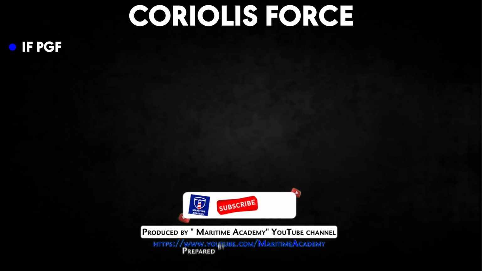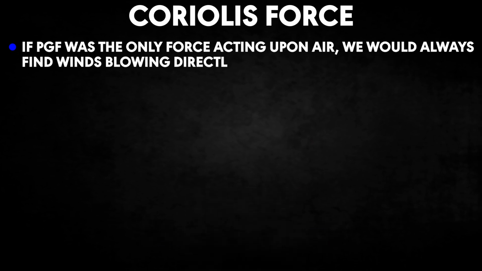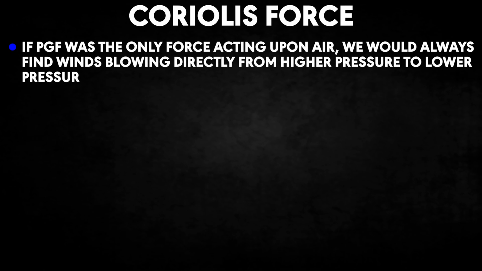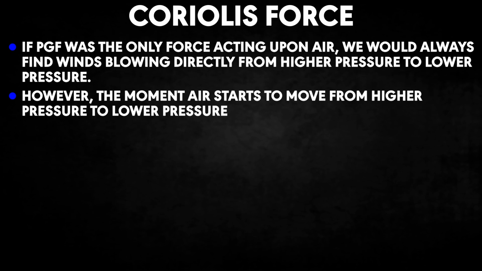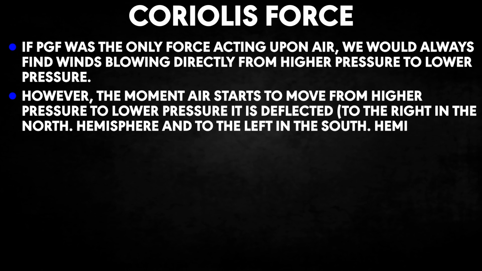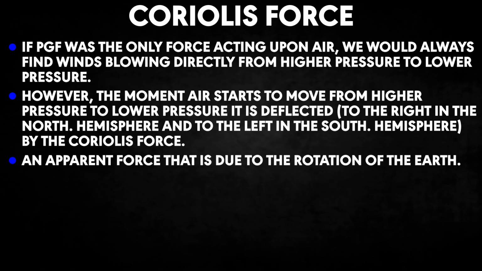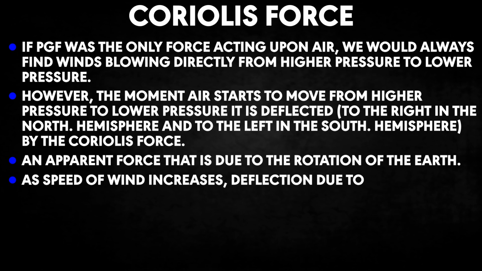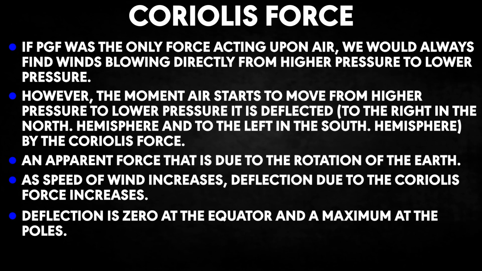Coriolis force. If PGF was the only force acting upon air, we would always find winds blowing directly from higher pressure to lower pressure. However, the moment air starts to move from higher pressure to lower pressure, it is deflected to the right in the northern hemisphere and to the left in the southern hemisphere by the Coriolis force, an apparent force that is due to the rotation of the Earth. As wind speed increases, deflection due to the Coriolis force increases. Deflection is zero at the equator and a maximum at the poles.